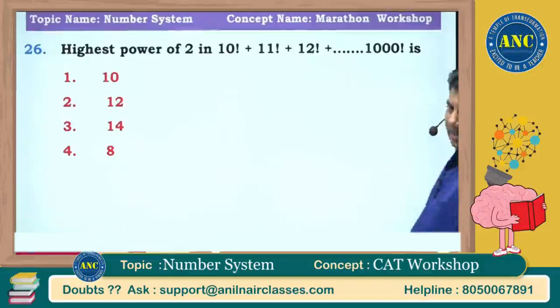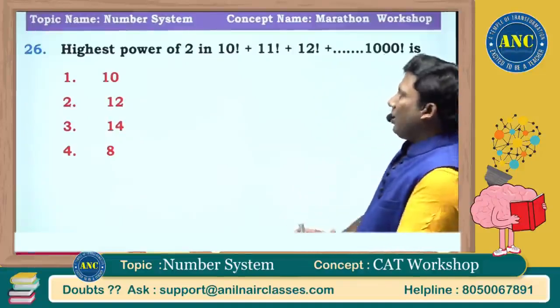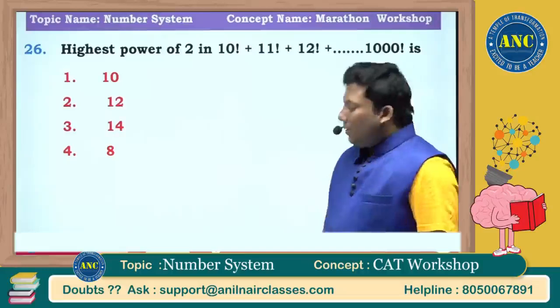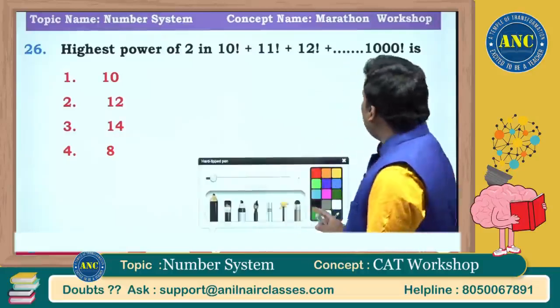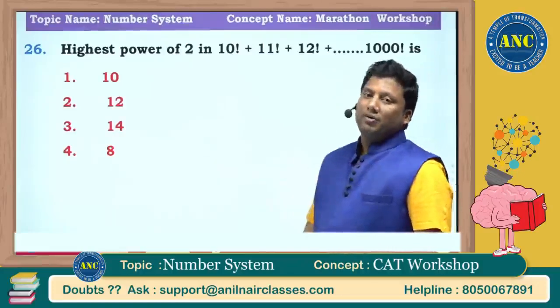We did it. 26th. Please write down this question. What is the highest power of 2 in 10 factorial plus 11 factorial plus 12 factorial and so on up to 1000 factorial?